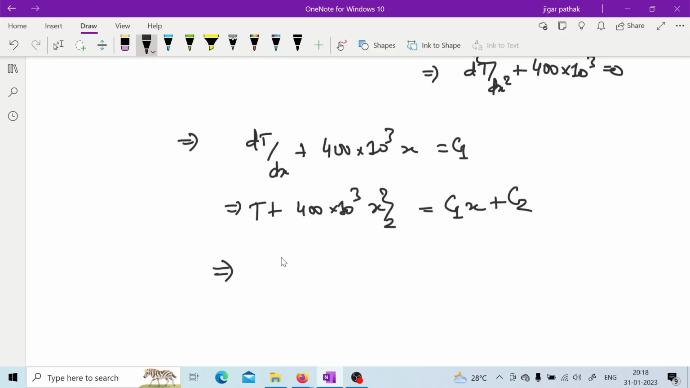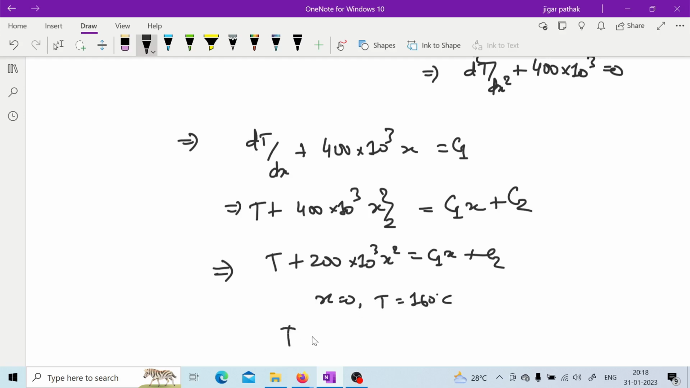So here this T plus 200 into 10 raised to 3 x square is equal to c1x plus c2. Now c1 and c2 are constants we can get from the boundary conditions. So at x is equal to 0, T is equal to 160 degrees centigrade. If you put x as 0, then c2 will be 160.